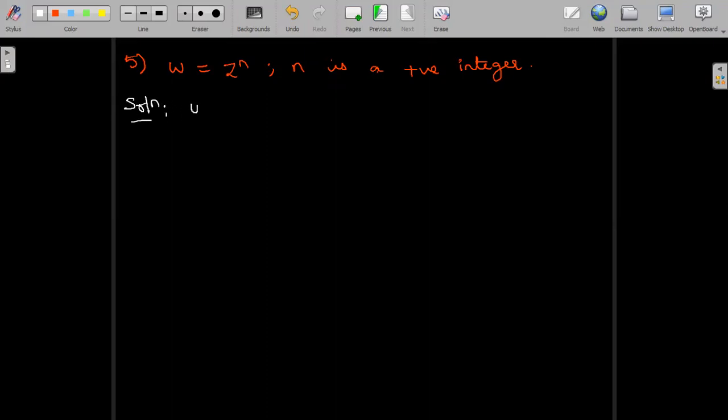So let us substitute w as u plus iv, and z is nothing but r e power i theta, whole power n. Now we can observe this is (a into b) whole power n, which can be written as a power n into b power n. So the right hand side can now be written as r power n into (e power i theta) whole power n. (e power i theta) whole power n is the same as writing e power i n theta.